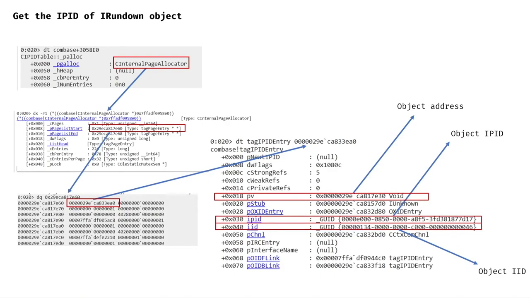But we still don't know the IPID of the rundown object. So the next part is getting the IPID of the rundown object. What we need to do is parse the IPID table with our read primitive. You can first get the global IPID table pointer from fixed memory in combase.dll. And then we can parse the target IPID entry list to get all the exposed object information. By comparing the IID with the IID of the rundown, we can get the IPID of the rundown object.